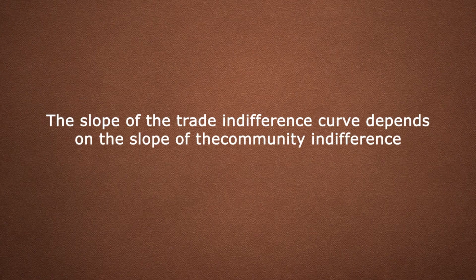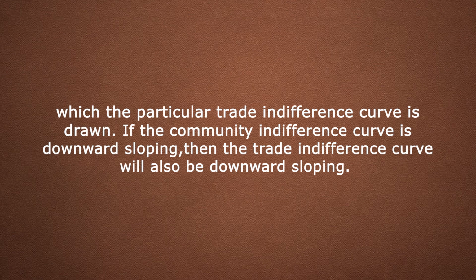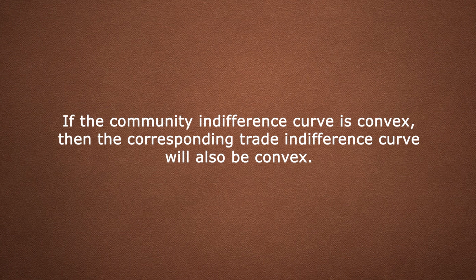Next, the slope of the trade indifference curve depends on the slope of the community indifference curve corresponding to which the particular trade indifference curve is drawn. If the community indifference curve is downward sloping, then the trade indifference curve will also be downward sloping. If the community indifference curve is convex, then the corresponding trade indifference curve will also be convex.